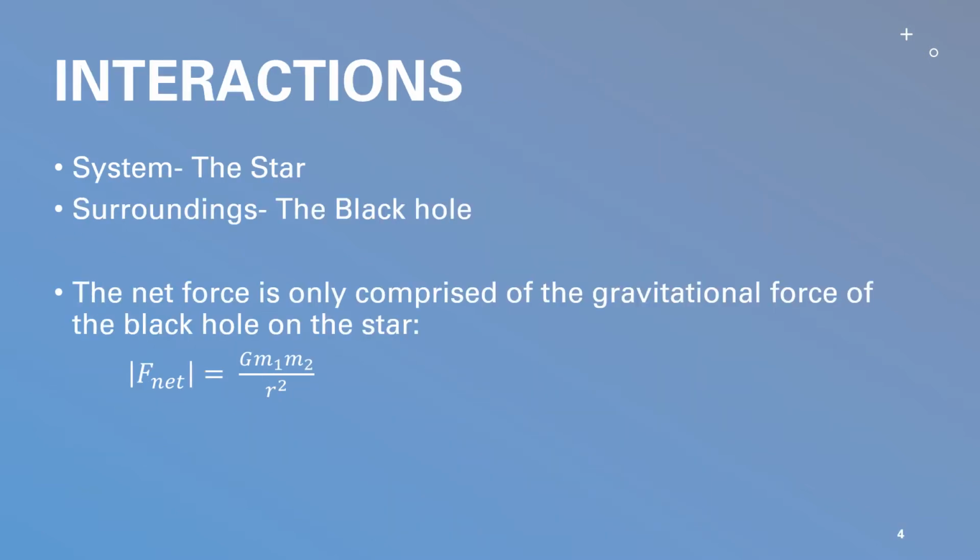For this problem, our interactions include the system, which is the star, and the surroundings, which is the black hole. The net force is only comprised of the gravitational force of the black hole on the star. You can see here we equate the magnitude of Fnet to the gravitational constant multiplied by the product of the black hole's mass and the star's mass. This is all divided by the distance between the black hole and the star, which is squared.